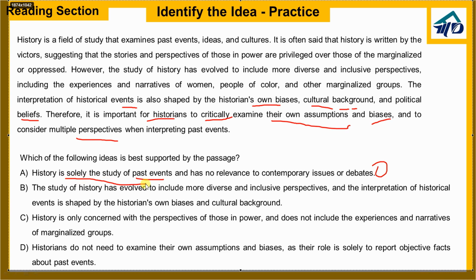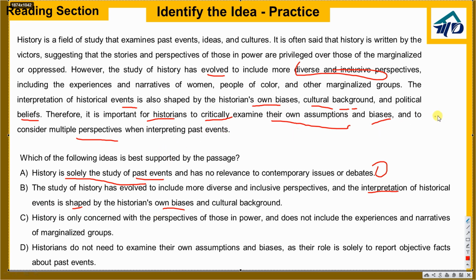And the second one, the study of history has evolved to include more diverse and inclusive perspectives, and the interpretation of historical events is shaped by historians' own biases and cultural background. So this is there. They have mentioned that it has evolved over the years, something like that was there. It evolved to include diverse, inclusive perspectives. Okay, then the interpretation of historical events is shaped by.